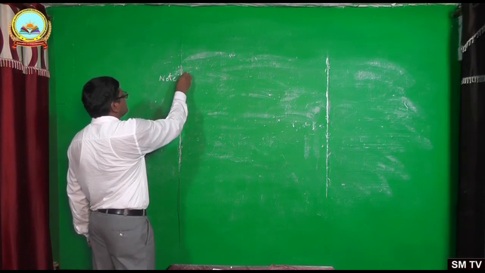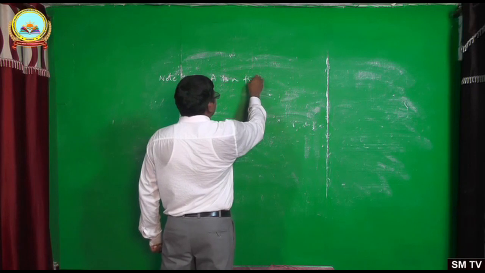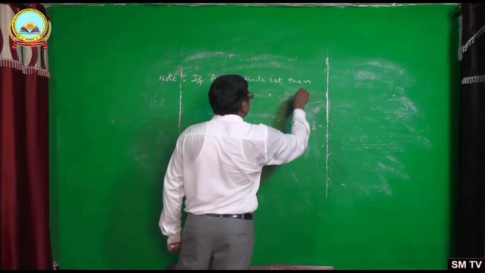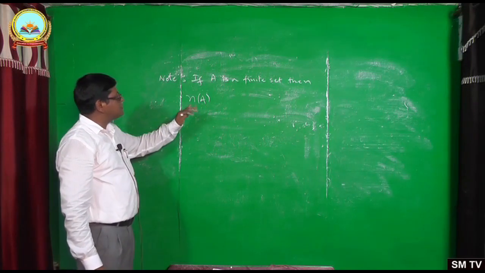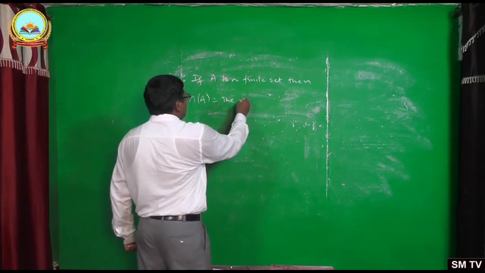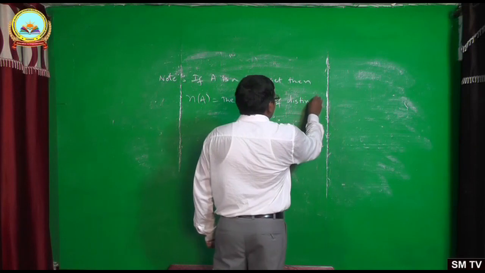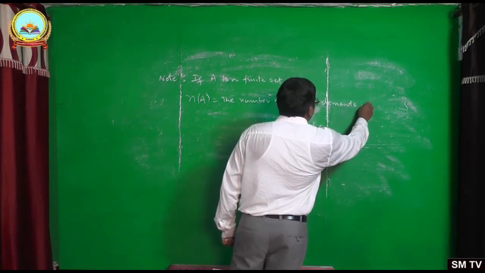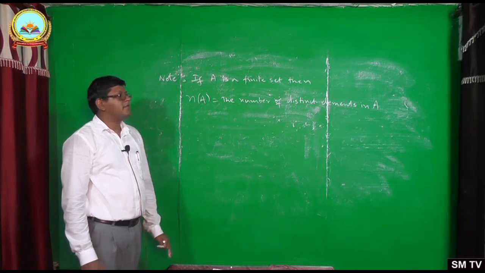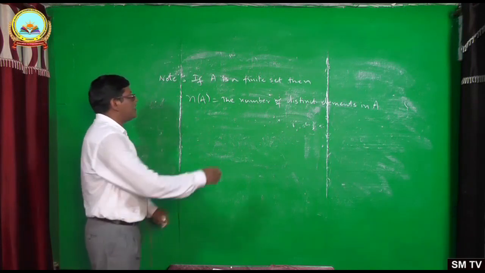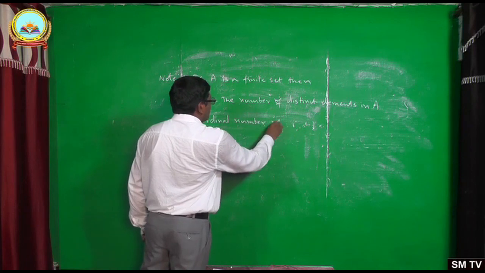Just make a note of this. If A is a finite set, then n of A denotes the number of distinct elements in the set A. N of A is also called the cardinal number of A, the cardinal number of the finite set A.